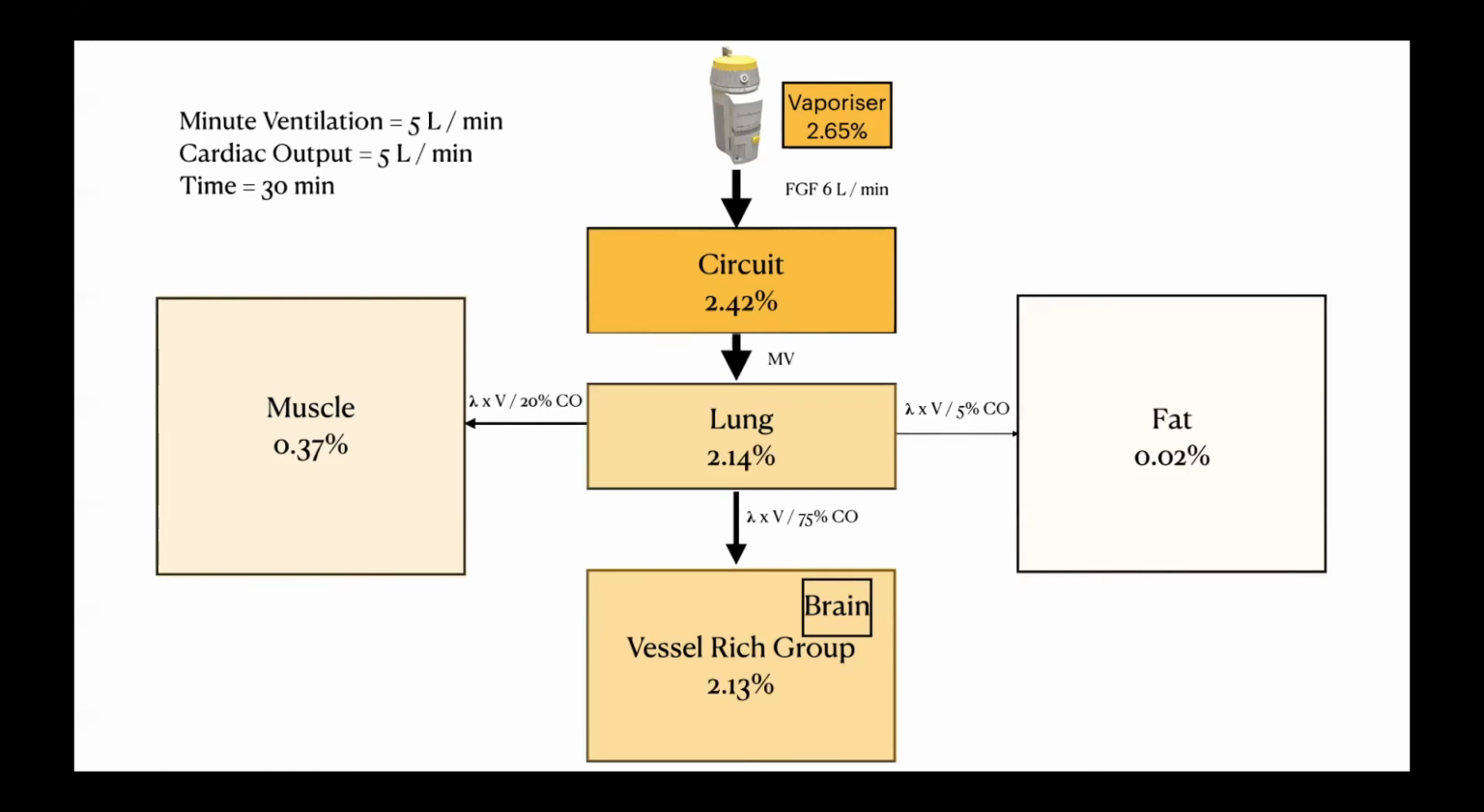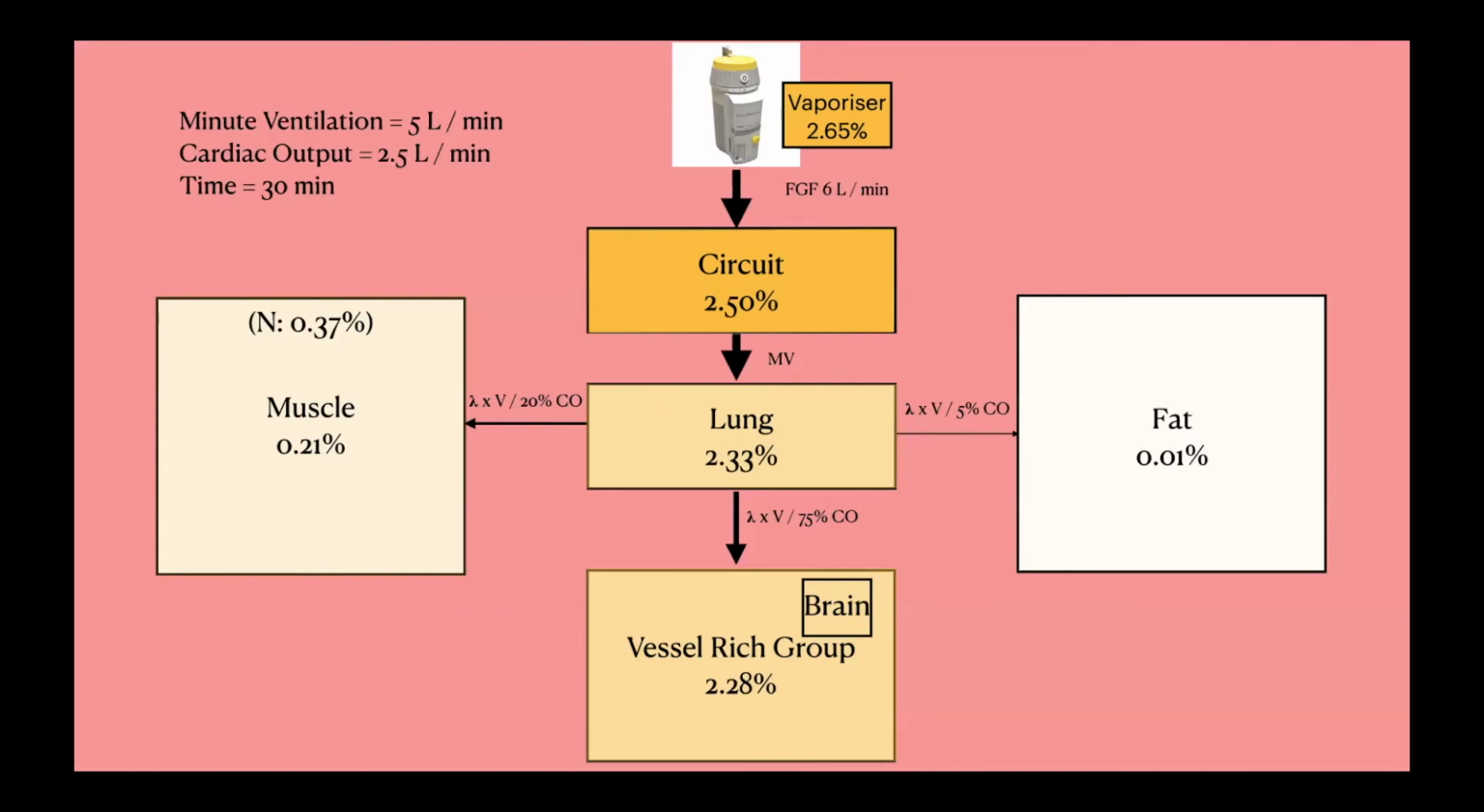Now, this is what happens at 30 minutes. So at 30 minutes, you've got your circuit at 2.42. This is someone with a normal cardiac output, 2.42, 2.14. And you can see that within 30 minutes, you've got equilibration between the lung and vessel-rich group. And I think this is really important for you to know, is that the vessel-rich group, because of its high cardiac output, reaches equilibration fairly rapidly, okay, within 30 minutes. And you can see the distributions between muscle and fat is just kinetically slow again.